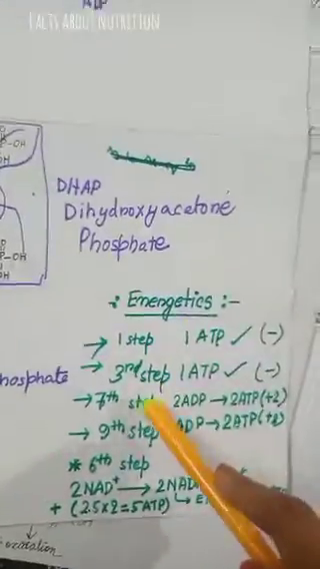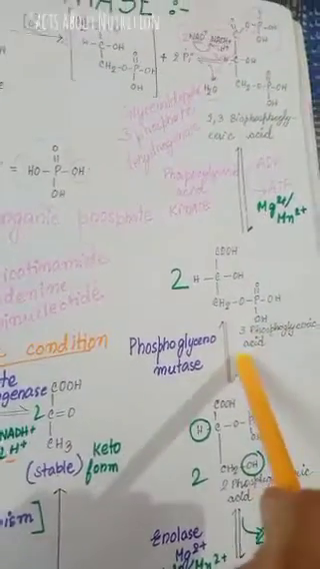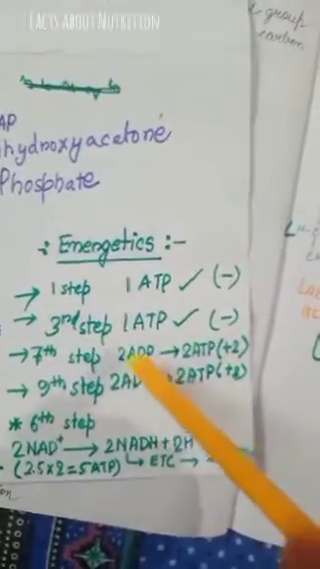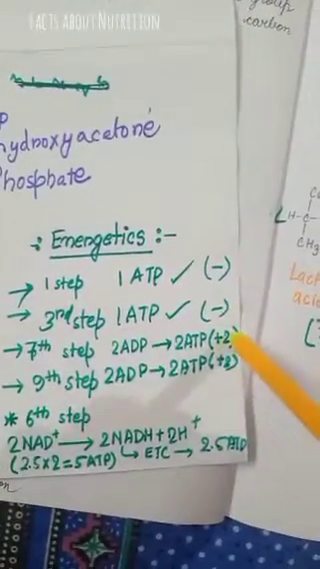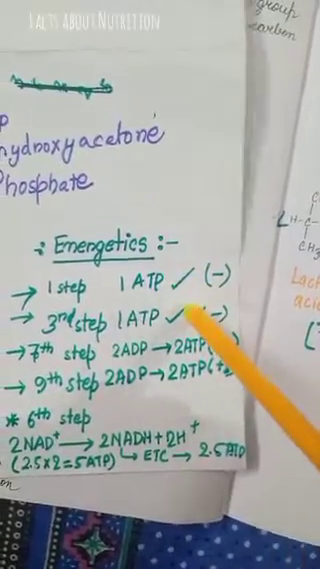Now in the seventh step, where 1,3 bis-phosphoglyceric acid is converted to 3-phosphoglyceric acid, ADP to ATP conversion is taking place, and as you can see over here 2 ADP to 2 ATP, that is plus 2, because here ATP is generated, while in the earlier steps ATP was utilized.